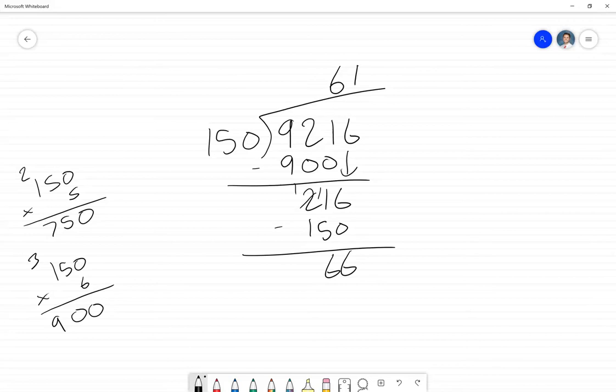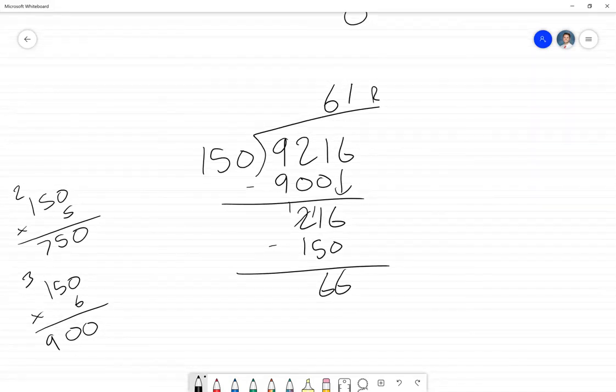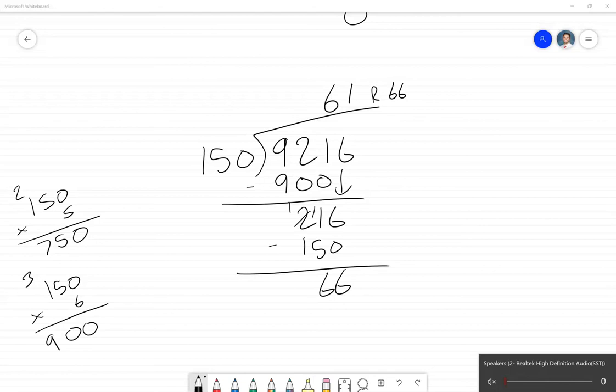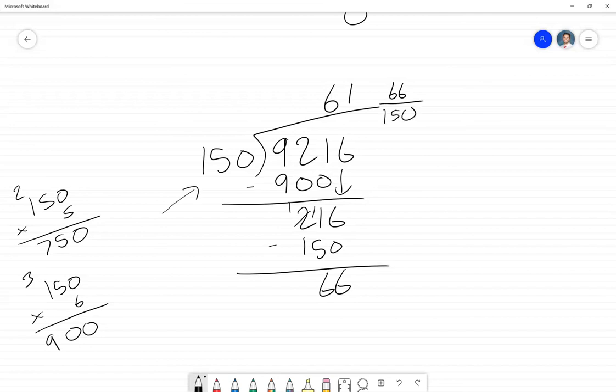Now, you're used to writing 61, remainder 66. We're going to move away from writing our remainders that way. Instead, we're going to express them as a fraction. This is a much better way to show our remainders. And it's quite simple. All we need to do is take our remainder, which is 66, and write that with a denominator of our divisor, 150. So our answer here would be 61 and 66 150ths.